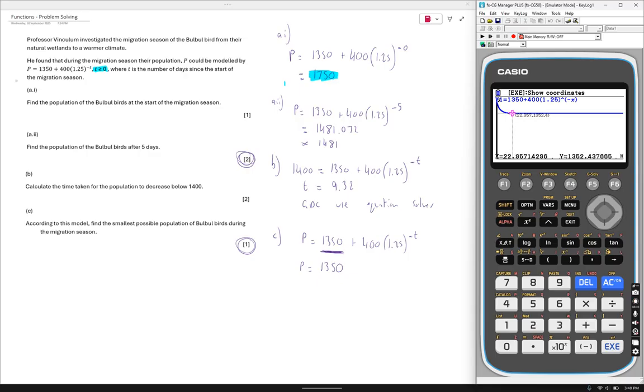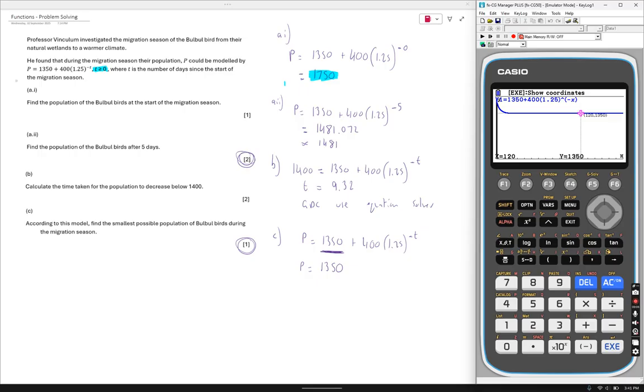Now it's 1,352. And if I keep going, keep going, keep going, you can see that they naturally bottom out when y equals 1,350. So if you had forgotten that rule about the asymptote being the c value, then you could just use your graph and you could see that the smallest population is going to be 1,350. So back to my question, for part C, 1,350.